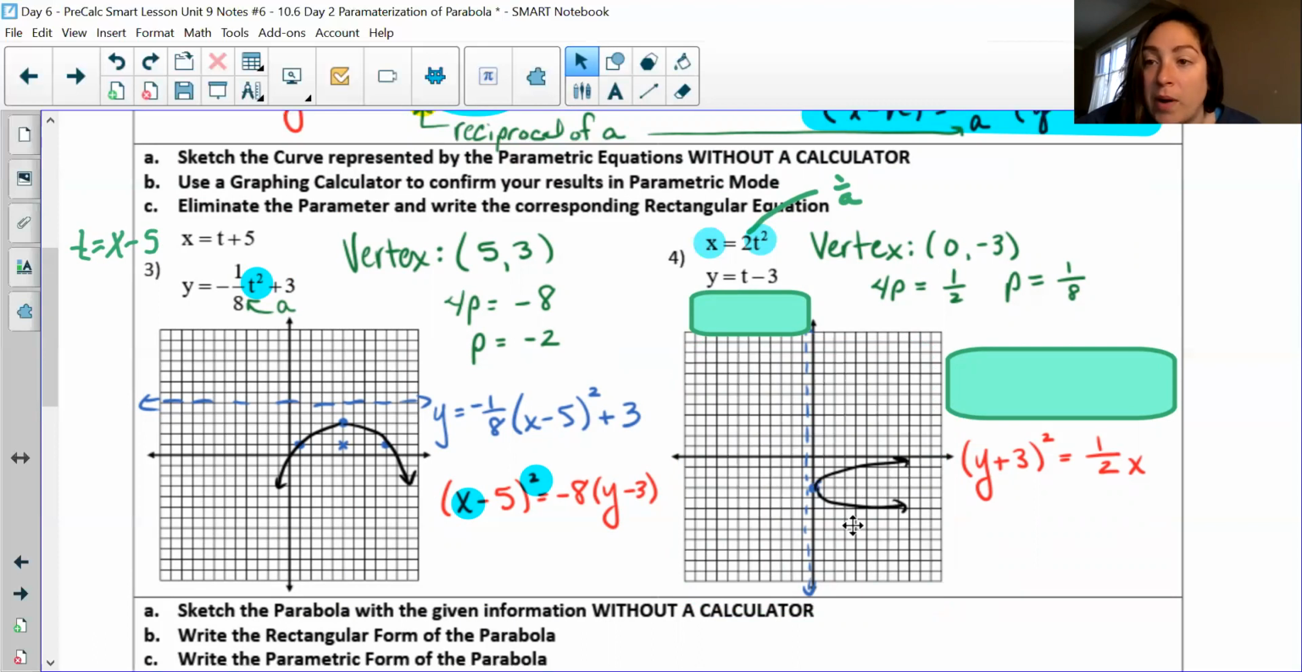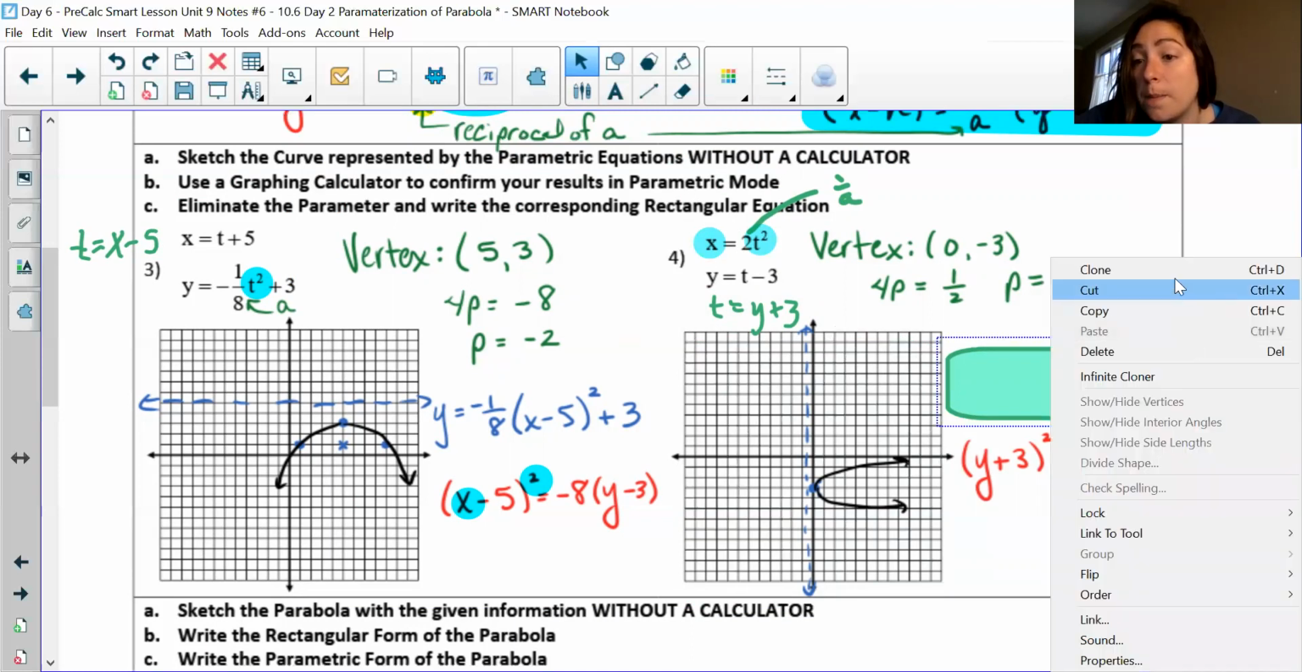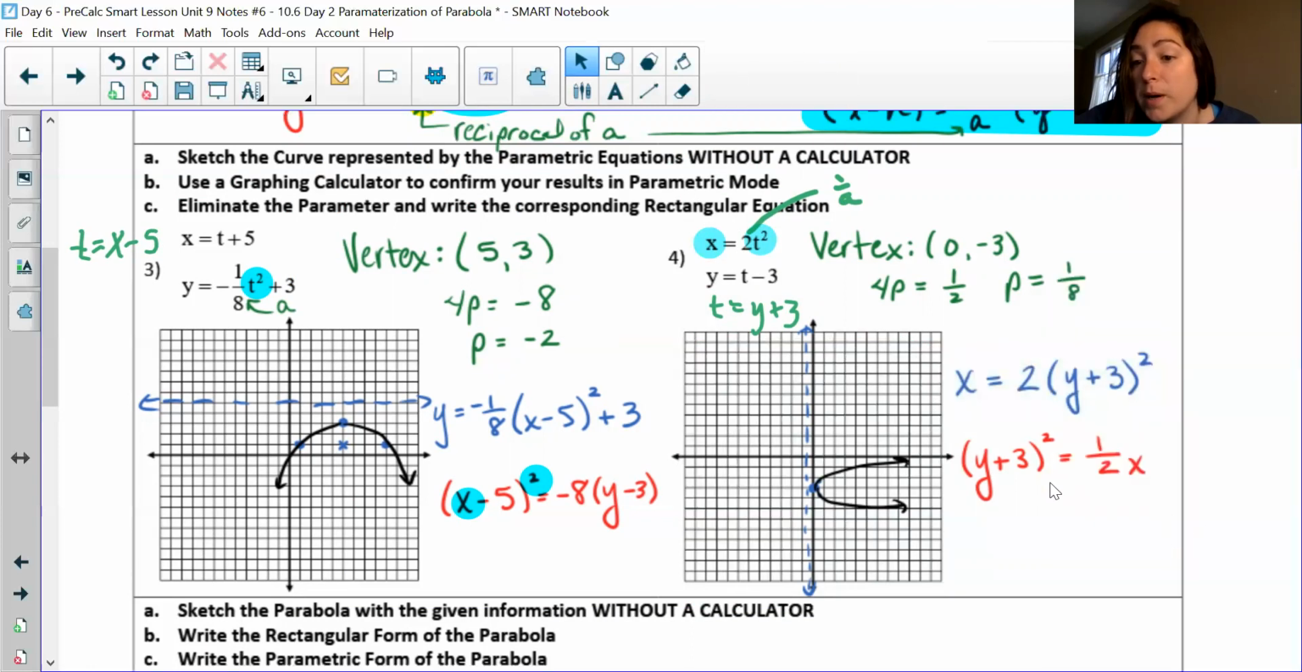Now, the alternative way, and again, the way that I will always do it, because you don't have to remember all of these things, is just to solve for t and substitute it in. So we have y equals t minus 3, which means t equals y plus 3. We take that and substitute it into the other equation, so we get x equals 2 times the quantity y plus 3 squared. And then we solve for the quantity y plus 3 squared. And then we graph.